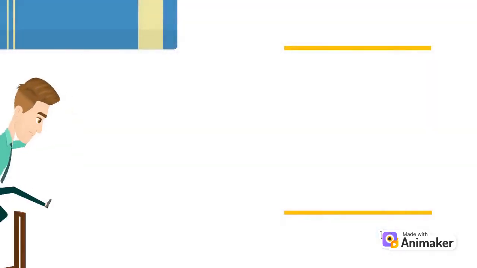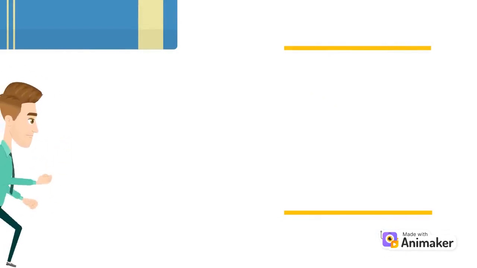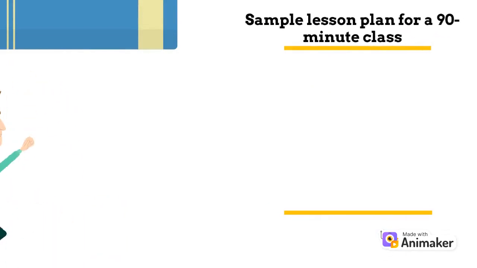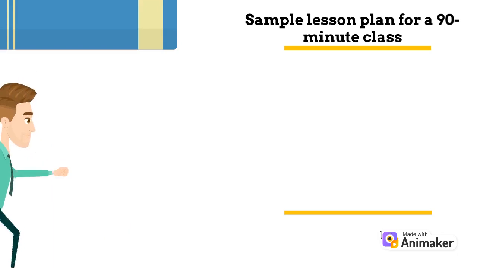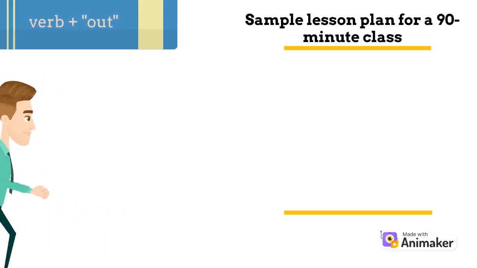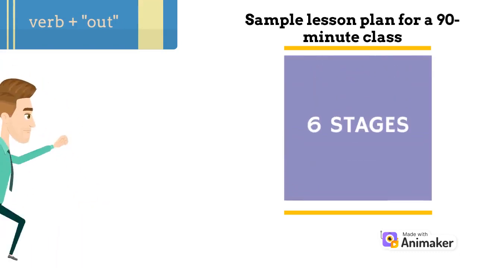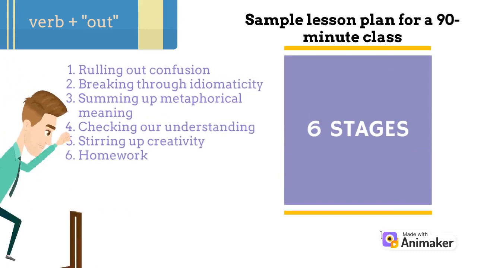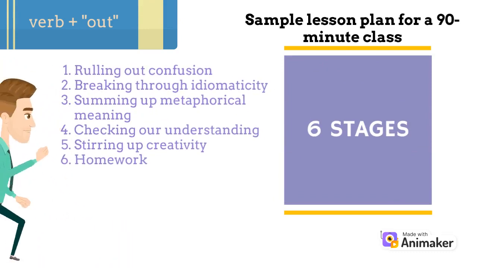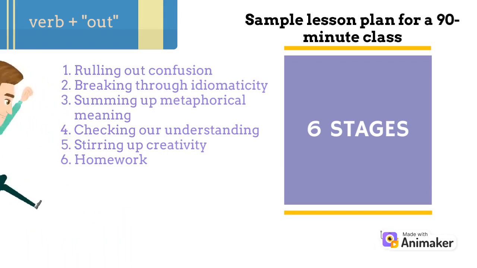To help you have a comprehensive understanding of how conceptual metaphors work for teaching phrasal verbs, this video introduces a sample lesson plan for teaching 10 English phrasal verbs in a 90-minute class. These phrasal verbs follow the verb plus out construction. The instructional procedure of the lesson plan is comprised of 6 stages, including ruling out confusion, breaking through idiomaticity, summing up metaphorical meaning, checking our understanding, stirring up creativity, and homework.